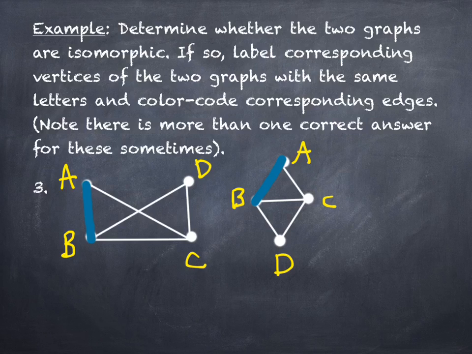I need another color. Let's go with a pink. I'm supposed to have a line from B to C. Do I have a line from B to C in the other graph? Yes, I do. And there it is. I need a new color. Green.